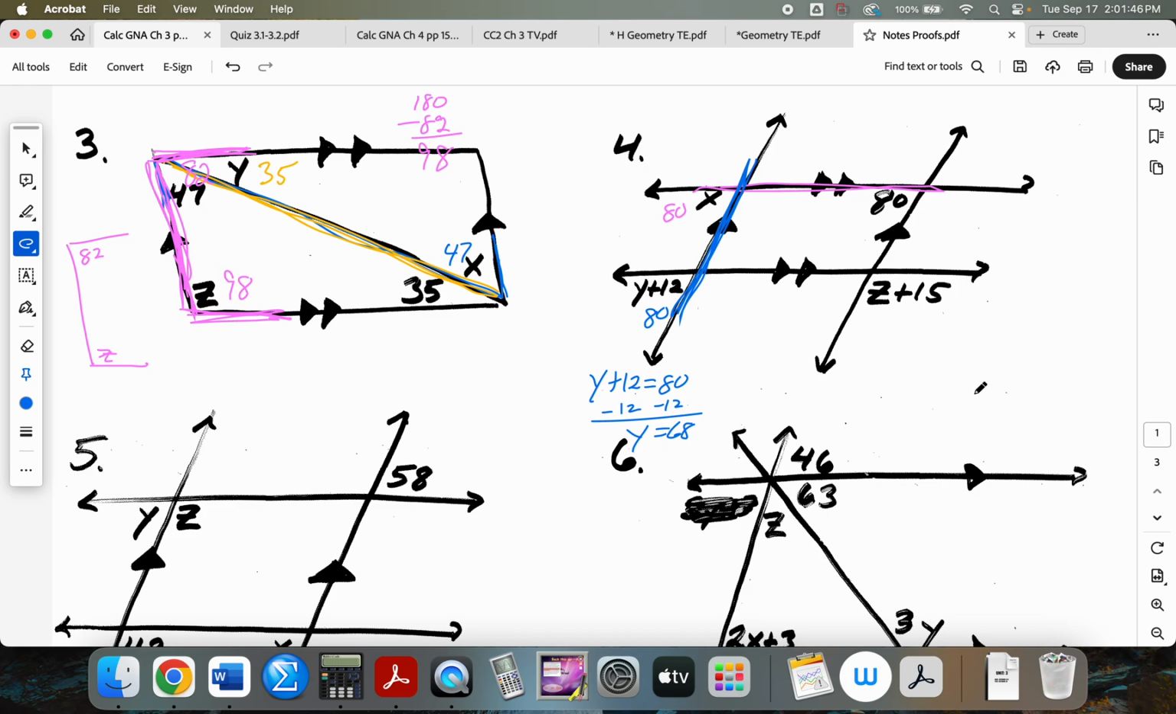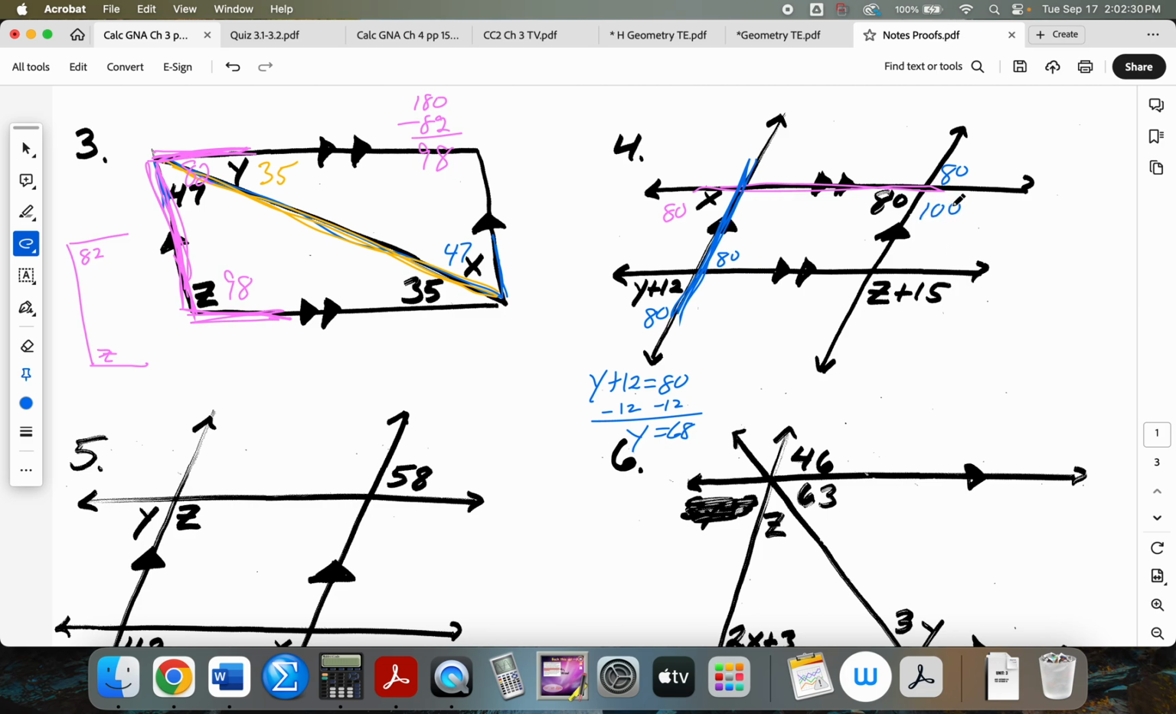And now for the z. The z is going to require a little bit more work. Because either way I go, if I go up and down, the 80 and the z plus 15 aren't any kind of angles. And if I go this way, they aren't any kind of angles either. I could try doing vertical angles. If this is 80, then this is 80. But that's not any kind of angles. And if this is 80, this is 80. Those aren't any kind of angles. So I'm going to have to use linear pairs.